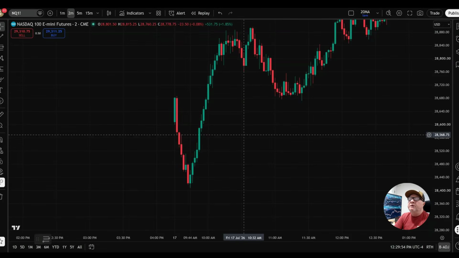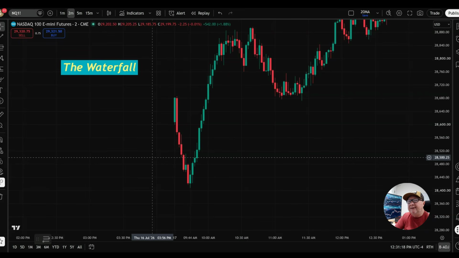If you're looking for a trade that takes advantage of the current volatility in the market, look no further than the waterfall trade. This trade has a high win rate as well as a really nice return on your risk.